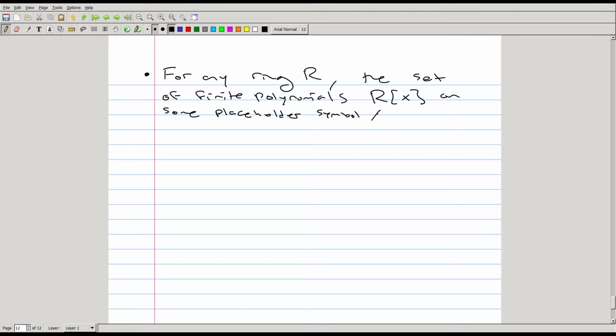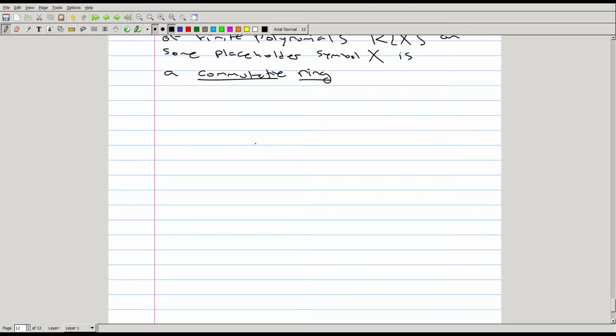We'll use capital X here. Is a commutative ring. And I want to be specific here.